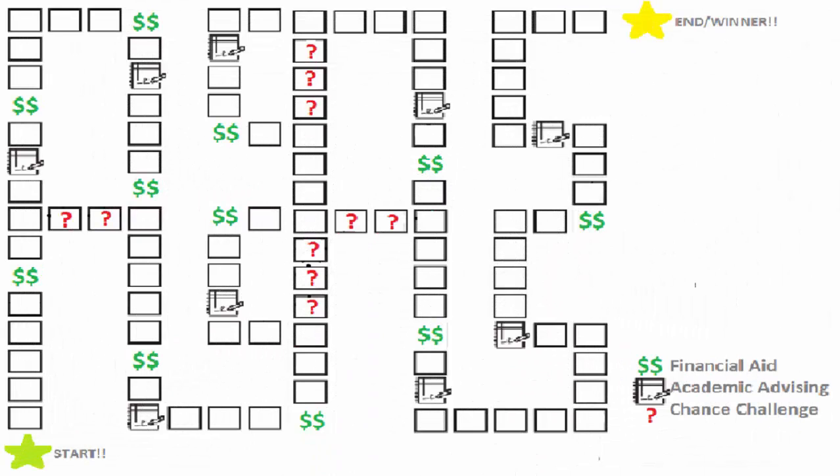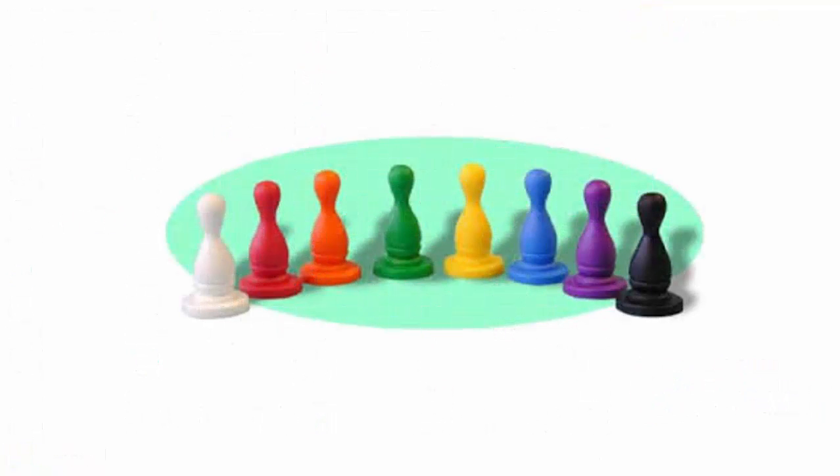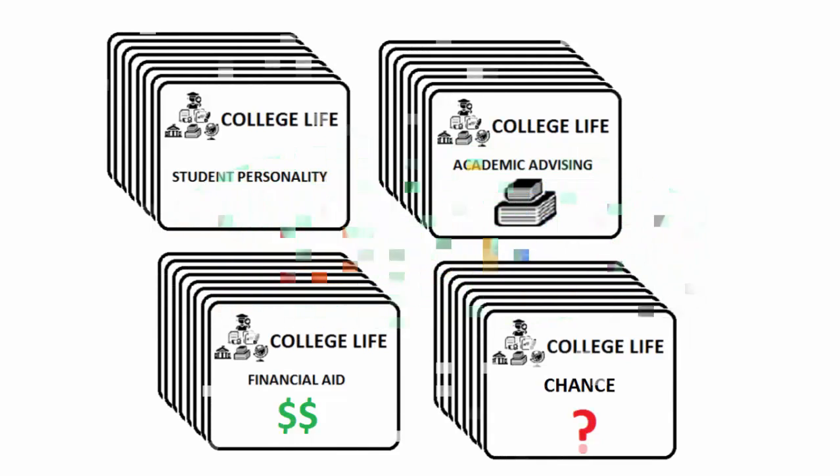The materials included and needed for my game will be the game board. This is a layout, but clearly not the final stage. The player pawns. The 4 decks labeled Student Personality, Academic Advising, Financial Aid, and Chance. All decks' descriptions and directions are in the direction PowerPoint.